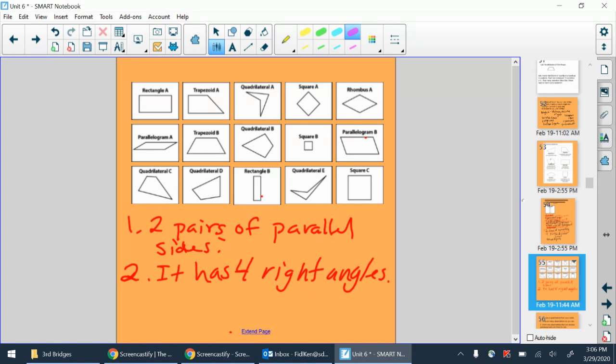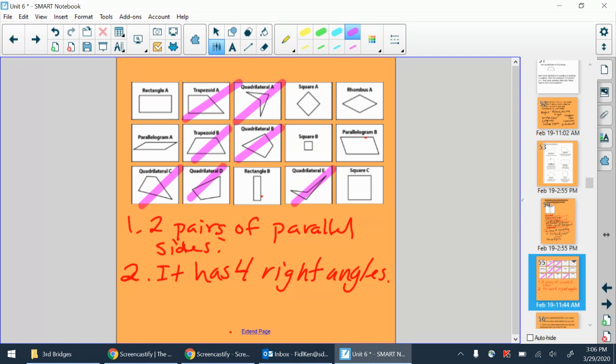So it says my first clue was 2 pairs of parallel sides. I'm going to cross off everything that does not have 2 pairs of parallel sides. I'm going to get rid of this one, this one, this one, this one. Nope, nope, and nope. Okay, so I got rid of, let's see, 2, 4, 6, 7, 8 of them, or 7 of them. All right, I think that's pretty good.